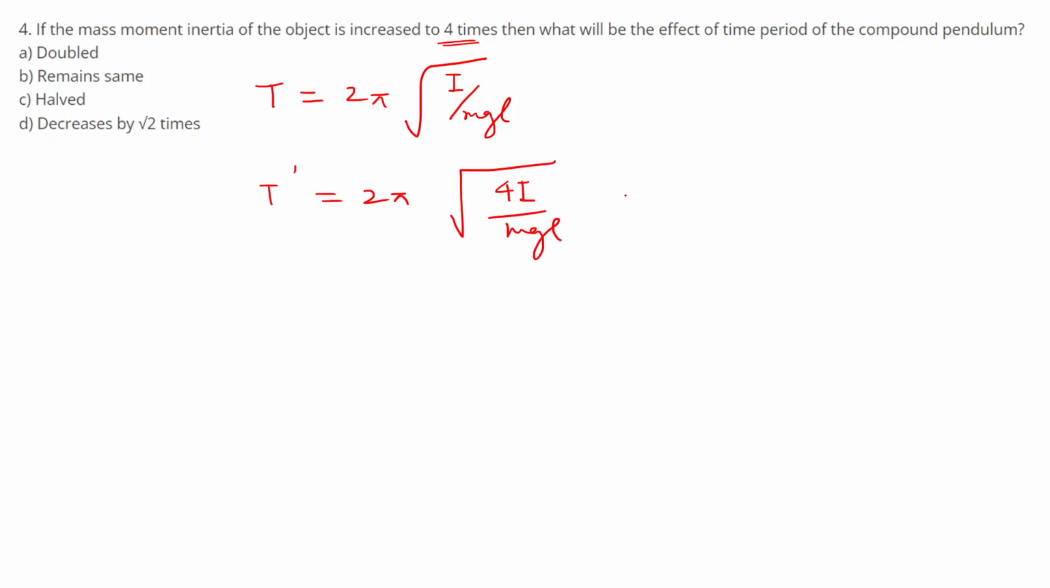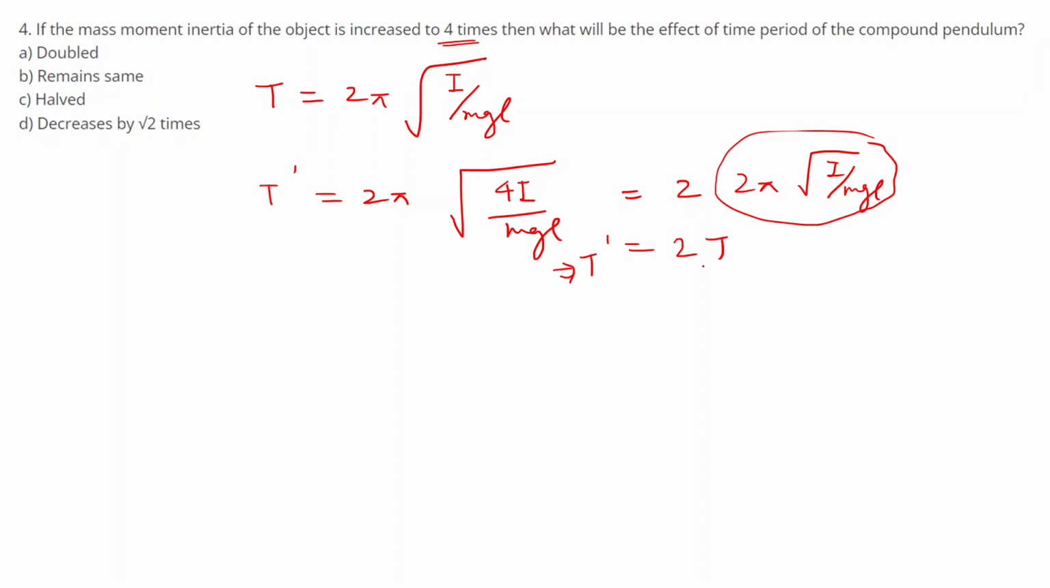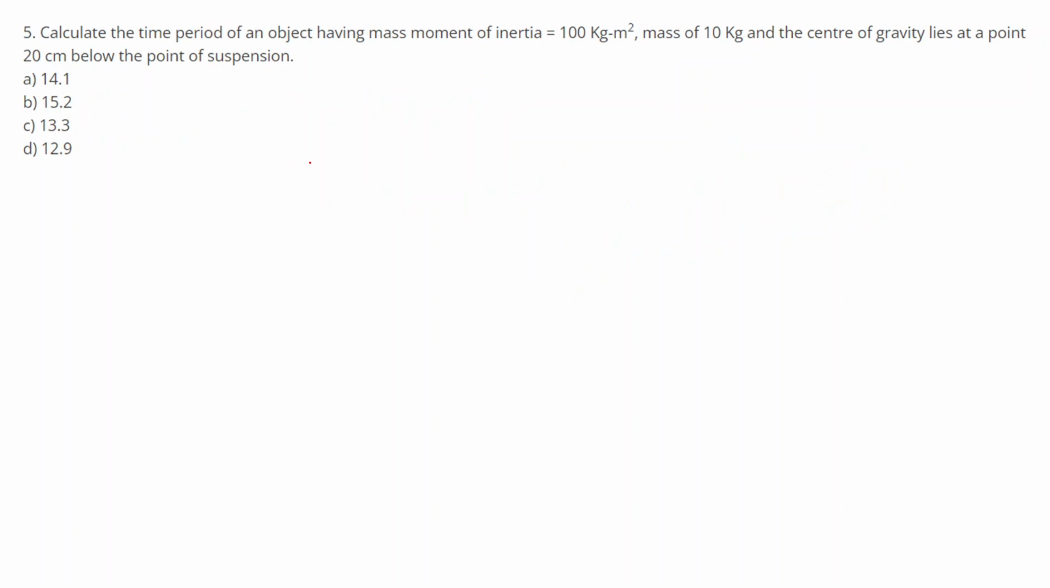Then if we compare, if I take 4, root of 4 means 2. So 2 times 2 pi under root I over mgl, and this whole thing is the old time period. That means 2 times T. This means the new time period will be double. If the moment of inertia is increased 4 times, then time period will become double.